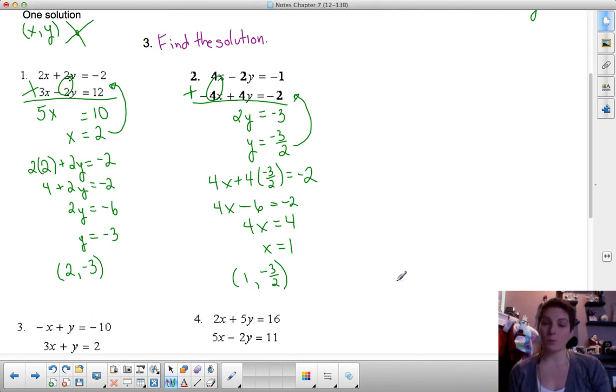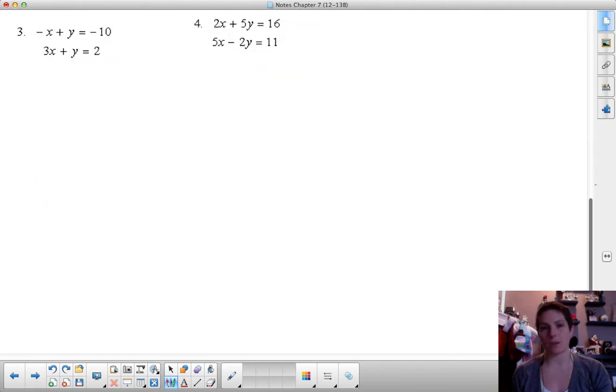We saw in problems 1 and 2 where we had both x and y already as additive inverses. But when we move into the next problems, 3 and 4, we do not have additive inverses and we need to create them. To create additive inverses, we always use multiplication.